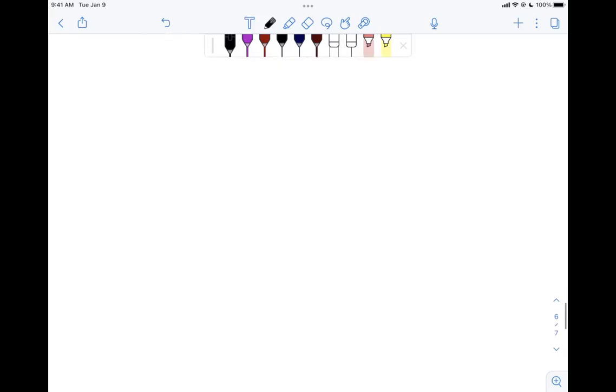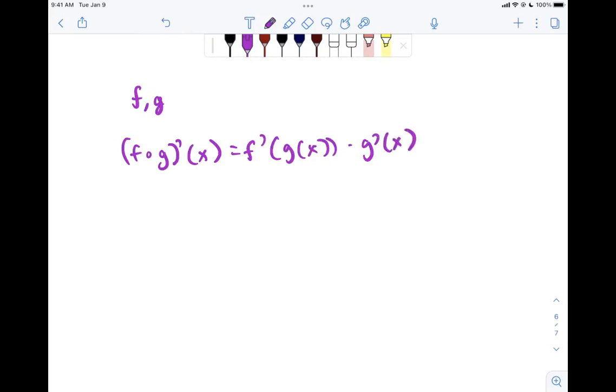So just as a quick refresher, the chain rule says that if we have two functions, f and g, then the derivative of the composition, f of g of x, that's going to be equal to f prime of g of x times g prime of x. So we're taking the derivative of f and then evaluating at g of x. And then we're multiplying that by the derivative of g at x.